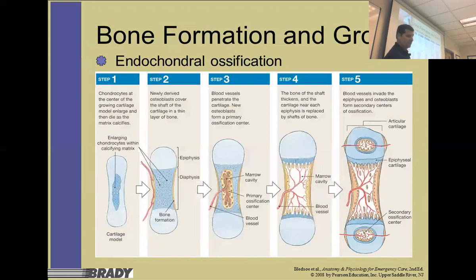And this is what we call a center of ossification. Now, in the shaft of the bone is our primary center of ossification, if you can see in step 3. So it starts building that main shaft area, or what we call the diaphysis, and that starts laying down bony matrix over the cartilage matrix, and that starts building bone.